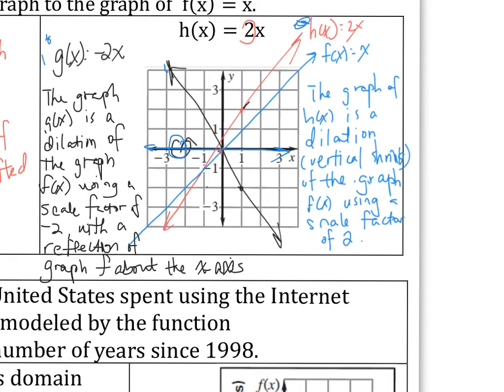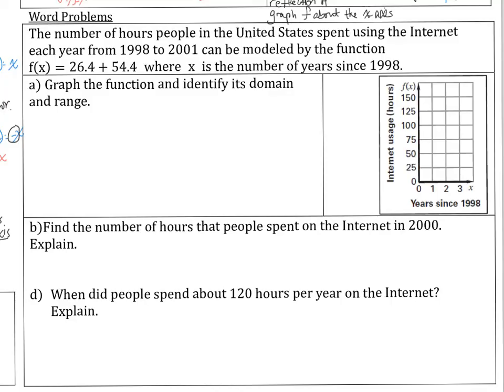Okay? The number of hours people in the United States spent using the internet each year from 1998 to 2001 can be modeled by the function where x is the number of years since 1998. So you need to count 1998 as year 0. Be careful. Okay, so part A wants you to graph the function and identify its domain and range. So I'm going to recopy this function here.